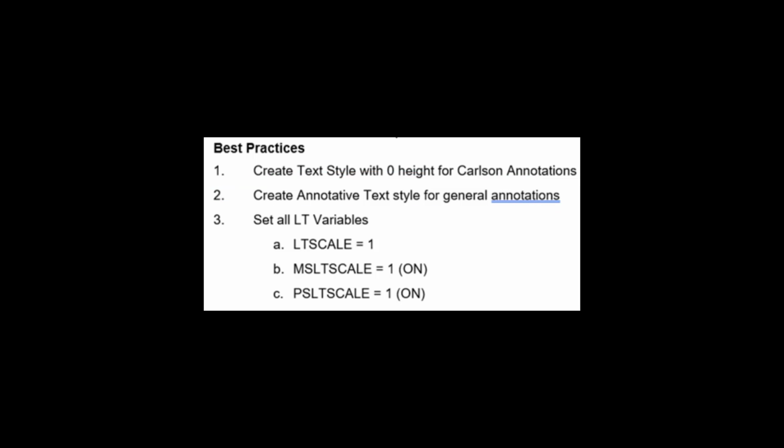And then importantly, set all your LT variables to keep all your line types looking correct. Set your LT scale to 1, and your MSLT scale in AutoCAD is a 1, in IntelliCAD is on, and your PSLT scale is 1, and again in IntelliCAD that is on.